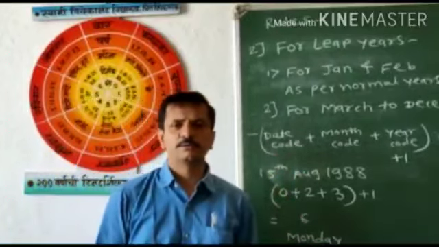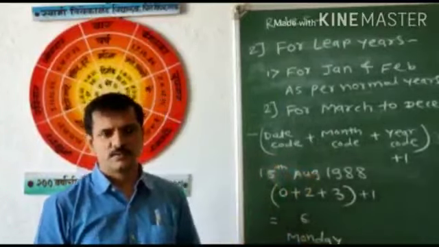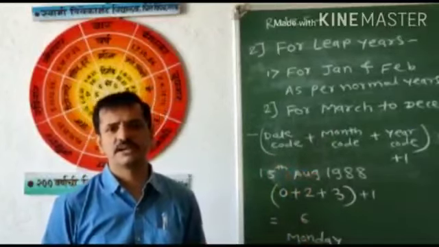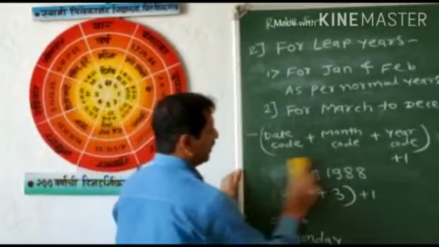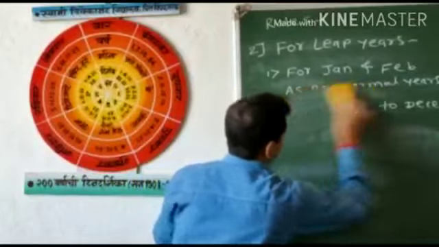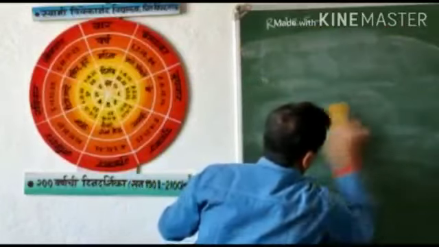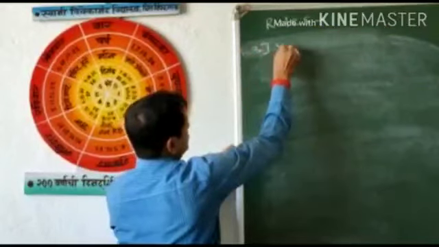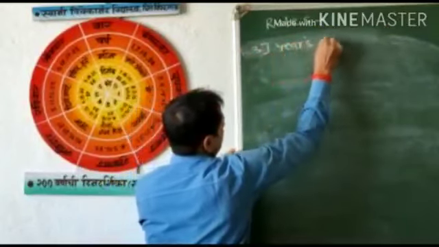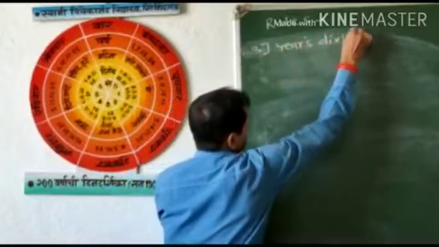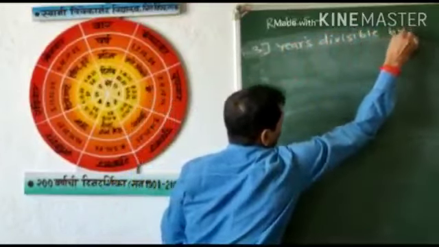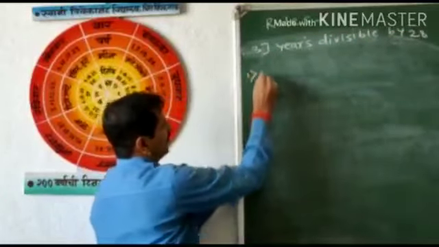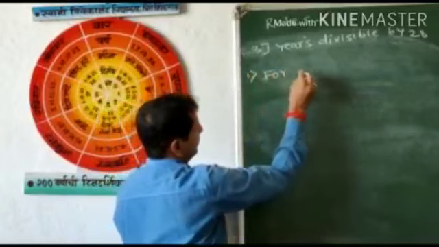previously I told you this calendar is for normal years, that means non-leap years, and leap years. Also there are some years which are divisible by 28. For that there is one rule. Years divisible by 28. First rule is for the months of January and February.